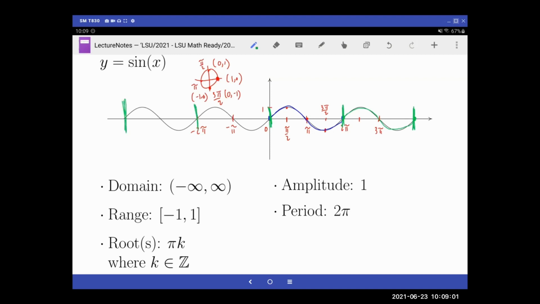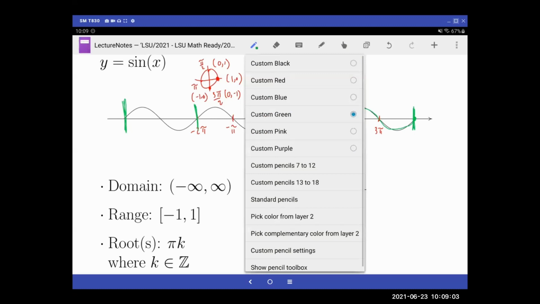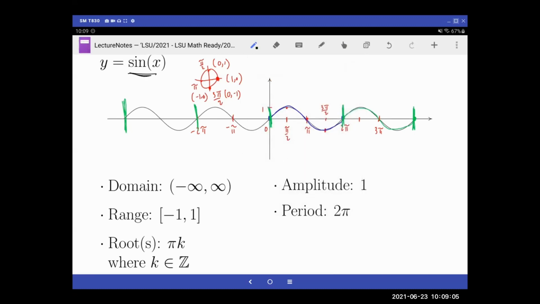Okay, and so how do you identify the period? Well, sine and cosine have the same period, 2 pi. The amplitude is the height. So how tall does the wave get, if you think about it like that? And the wave will go from here to 1, right? It's 1 unit high, so that's why the amplitude is 1.